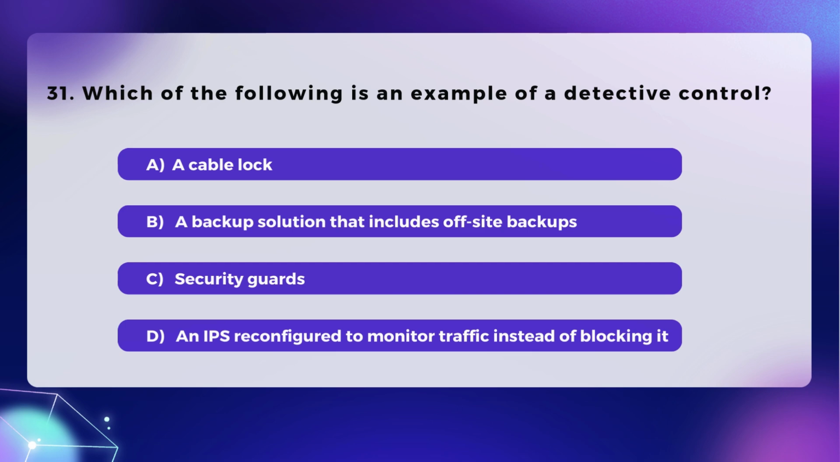Which of the following is an example of a detective control? A. A cable lock. B. A backup solution that includes off-site backups. C. Security guards. D. An IPS reconfigured to monitor traffic instead of blocking it.